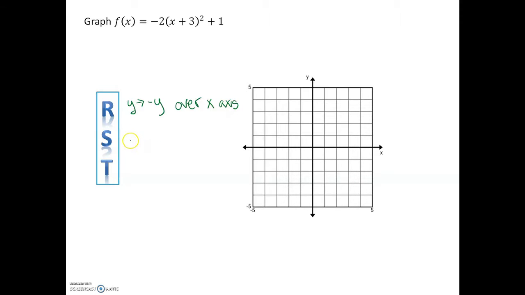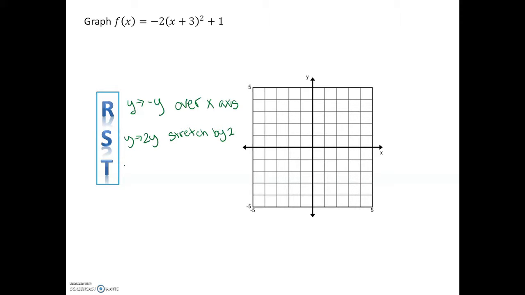Our second thing is that we do have a number being multiplied in front. So all y values are going to be twice as big. So it's a stretch vertically by 2, or 2 times as big.